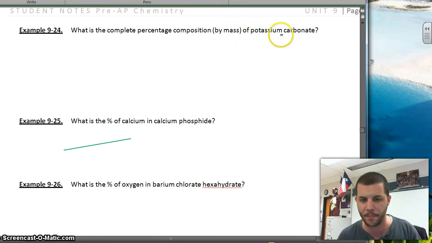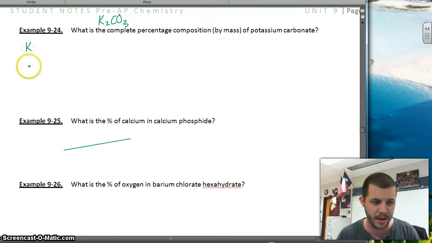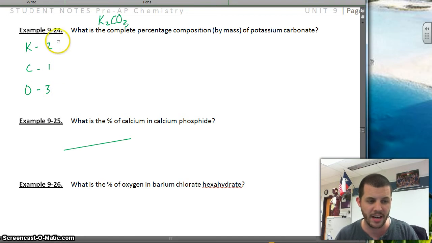So let's take a look at potassium carbonate. Potassium carbonate is written as K2CO3. If we're going to find the percent composition, we need to count up our elements. K, C, O. Potassium, I've got 2 of. Carbon, I've got 1 of. And oxygen, I've got 3 of. So let's find out what the molar mass is.